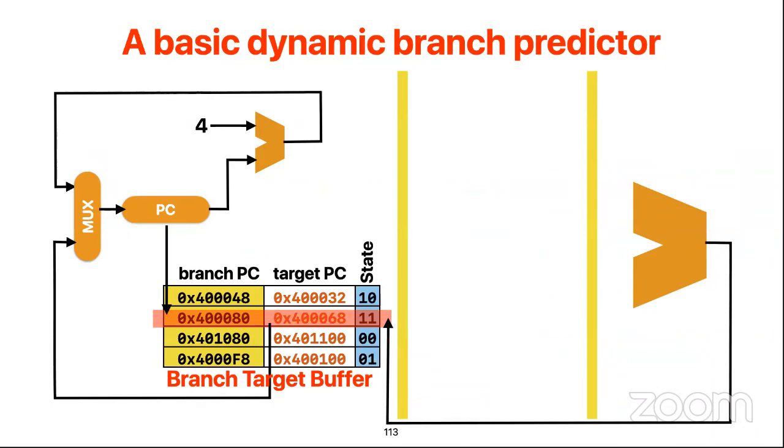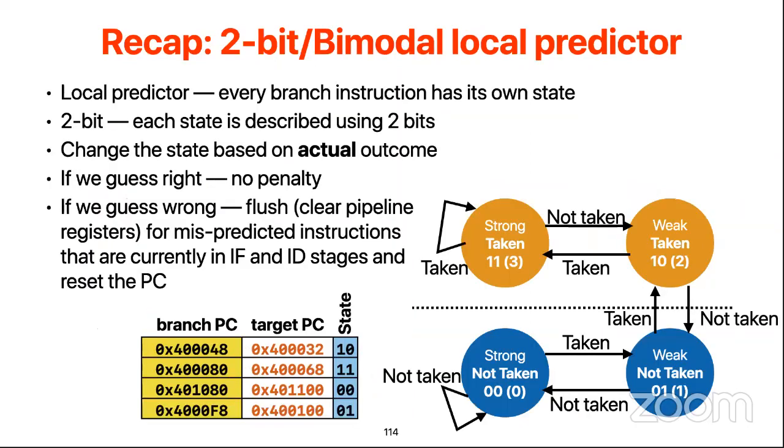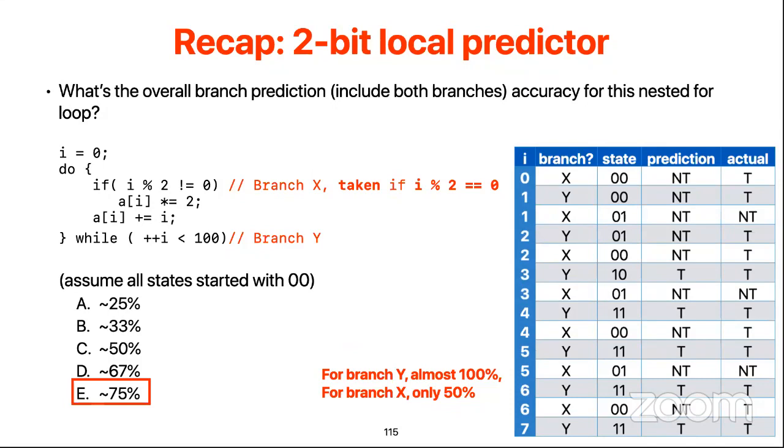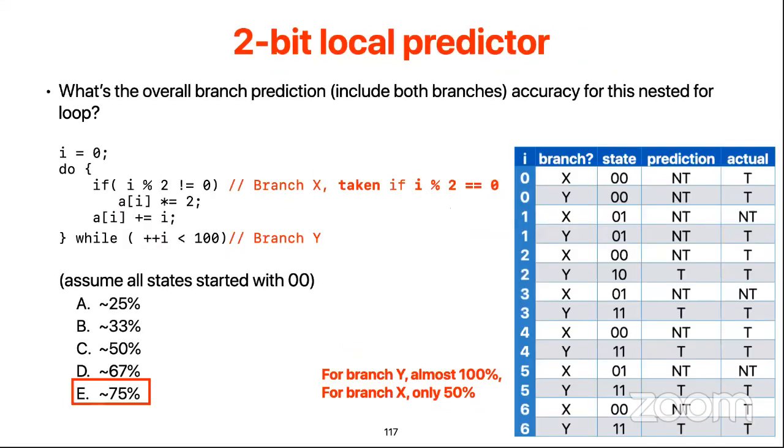But if you have a dynamic branch predictor, like the local predictor that I presented here, where we train the state for each PC locally, you will see that you have 75% accuracy for this piece of code. However, 75% is not perfect.